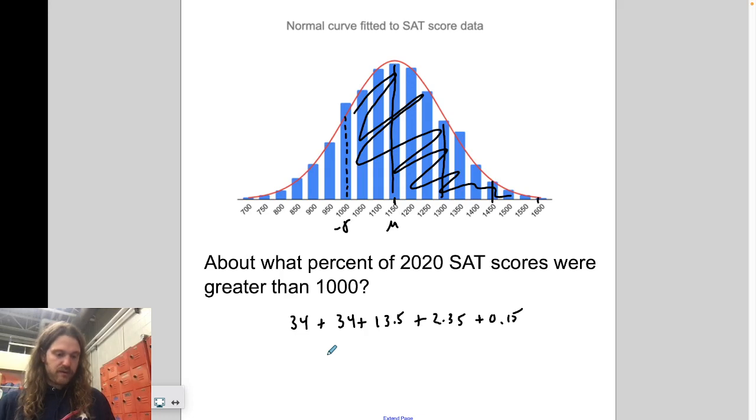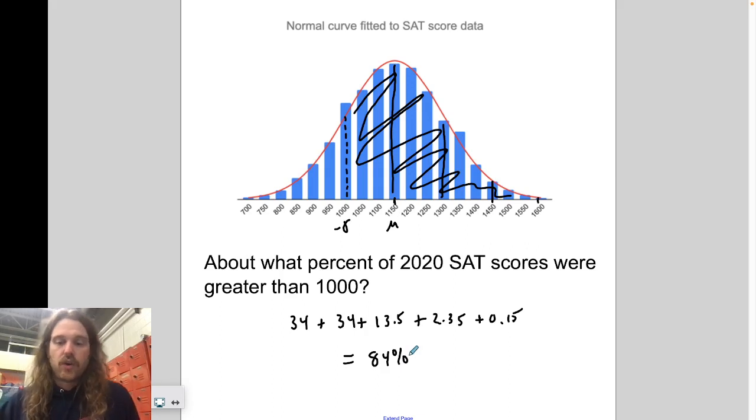68 plus 13.5 plus 2.35 plus 0.15. So that is 84%. So 84% of the SAT scores in 2020 were greater than 1,000.